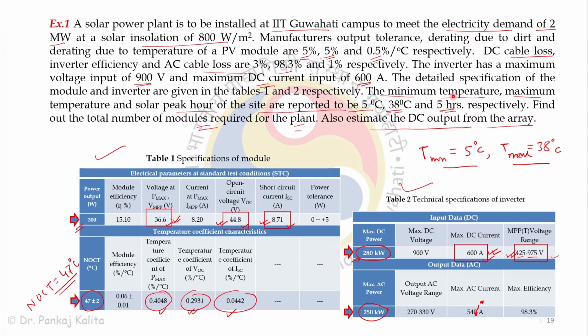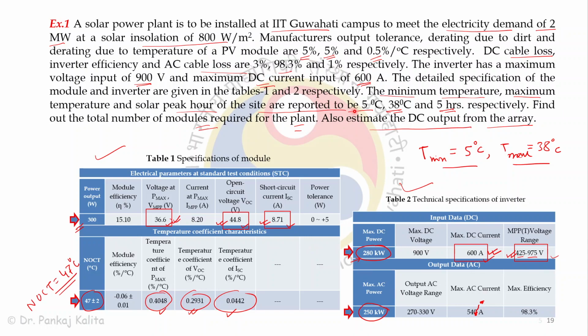The minimum temperature, maximum temperature, and solar peak hours of the site are reported to be 5 degrees Celsius, 38 degrees Celsius, and 5 hours respectively. Find out the total number of modules required for the plant and also estimate the DC power. So from the specification of the modules, like we discussed, we know these values, and we know the technical specification of the inverter. So these have to be used.